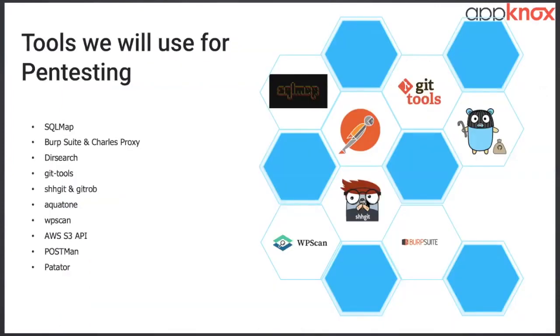These are the tools that we are going to use. We'll be using SQLMap today, Burp Suite, Charles Proxy, dirsearch, Git tools, SureGit, and GitRob, Aquatone, WPScan, AWS S3 API, Postman, and Patator. I'll pass this call to Shubho and Nishant to continue and explain briefly what we are doing, and after that they can get started with the live demo.